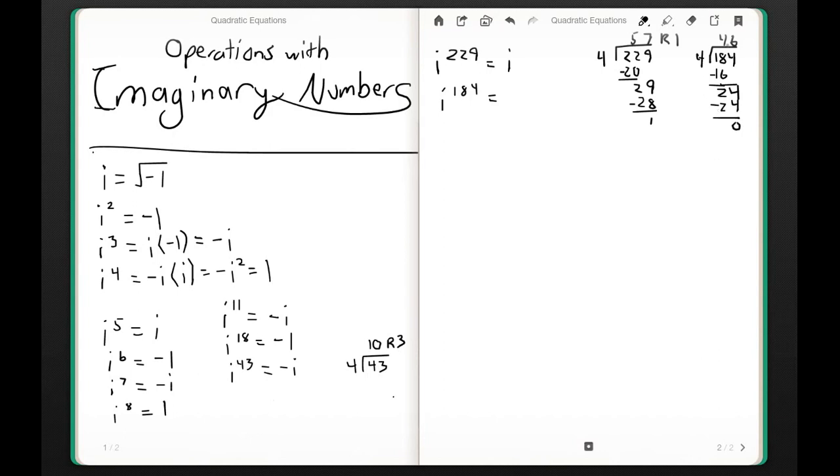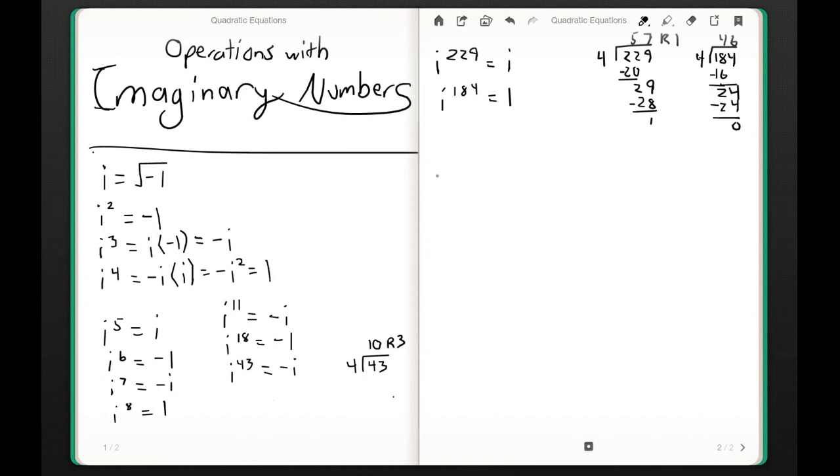And we're left with no remainder, just 46. That means we go through the whole pattern 46 times, and then we stop at the end of the pattern. So the last term in this pattern is going to be 1. So i to the 184 is 1. Okay, so that is just one of the many things you can do with this imaginary number i.